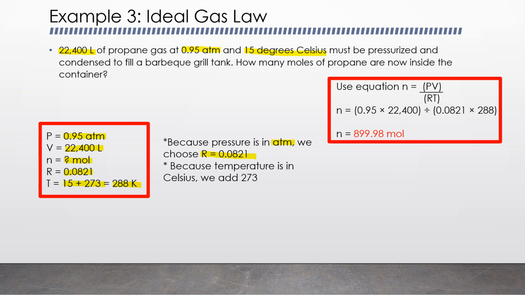Okay, now that we have all of our variables, we're going to go ahead and plug it into the equation. n equals PV divided by RT. Now in your calculator, you have to put the parentheses around the pressure and the volume being multiplied together, and then put the parentheses around the R constant and the temperature being multiplied together. This tells the calculator the order of operations. It tells it to multiply this section first and multiply this section second, and then go ahead and divide those two numbers. So once you plug it in, you get your number of moles.